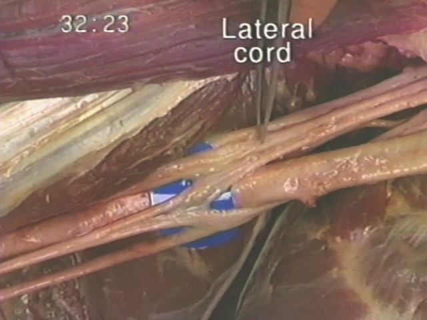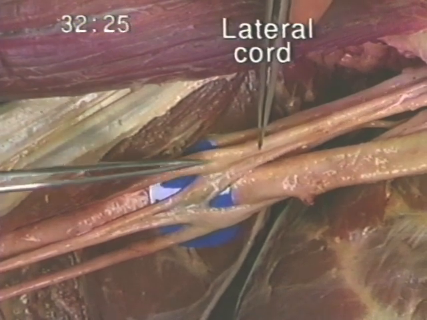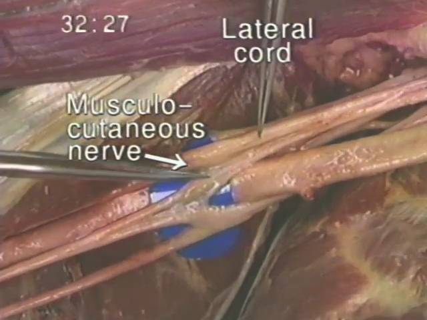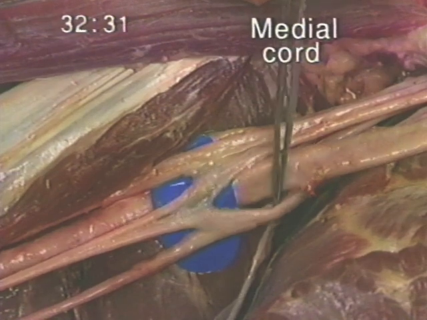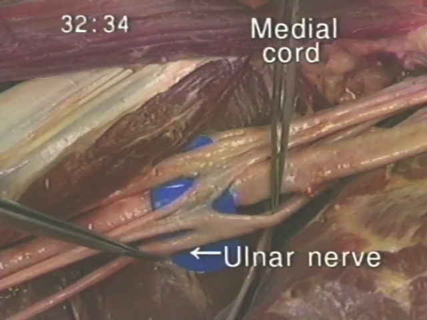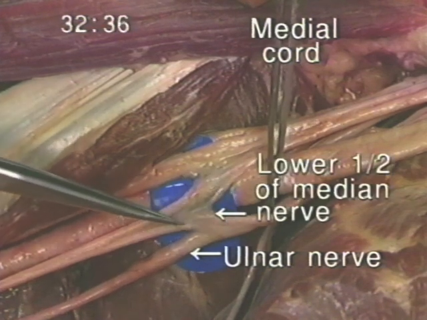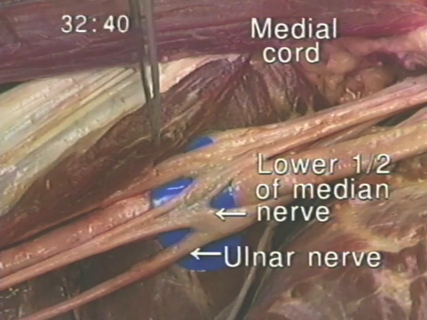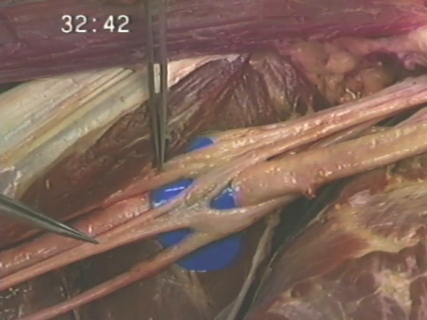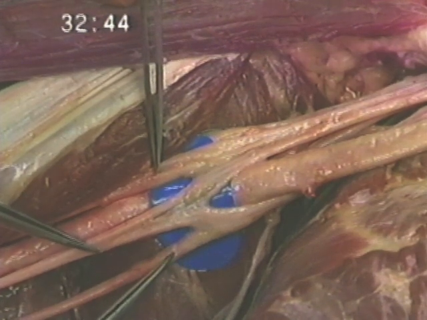The lateral cord divides to become the musculocutaneous nerve and 1/2 of the median nerve. The medial cord divides to become the ulnar nerve and the other half of the median nerve. This arrangement produces an M-shaped pattern of nerves: musculocutaneous, median, and ulnar.